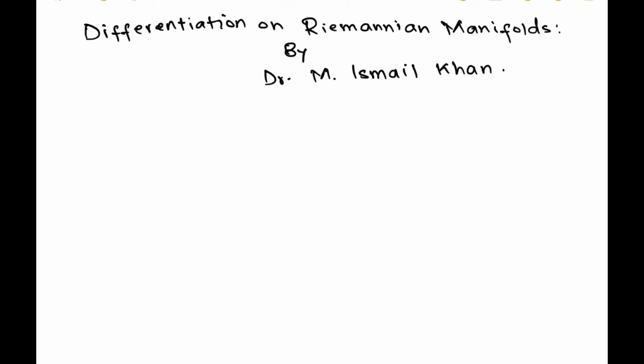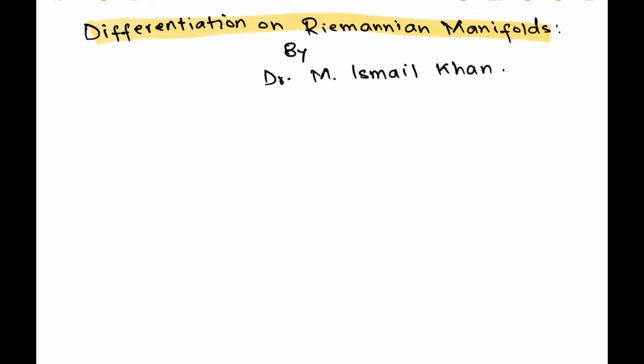Today our topic is differentiation on Riemannian manifolds. So, the question is, if we have some manifold which is embedded in a Euclidean space, then how can we take the derivative, or how can we do differentiation on that manifold?